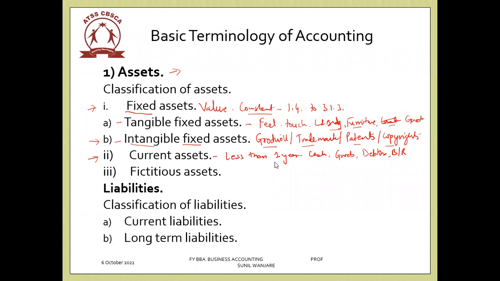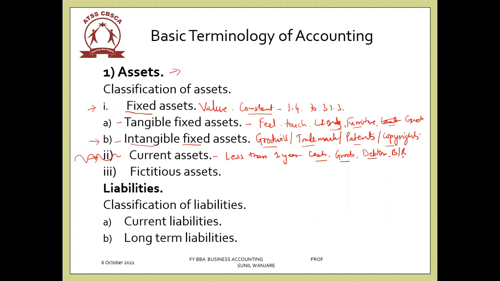Assets which we hold for less than 1 year are called current assets, where the value keeps on changing. The cash keeps on changing throughout the day, so it is a current asset. Then the goods. Now, what are debtors? Debtors are all those parties to whom we have sold goods on credit. So when we keep on selling goods, the debtors will keep on increasing. When they make payment to us, it will keep on decreasing. So there's a continuous fluctuation in the value. Those are current assets, and the holding period is less than 1 year.